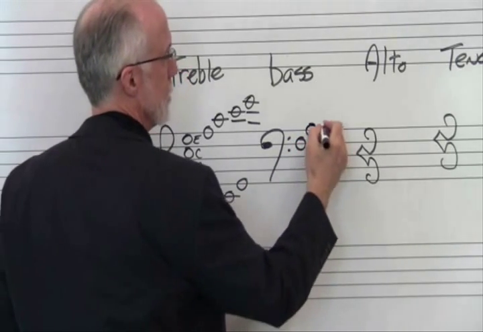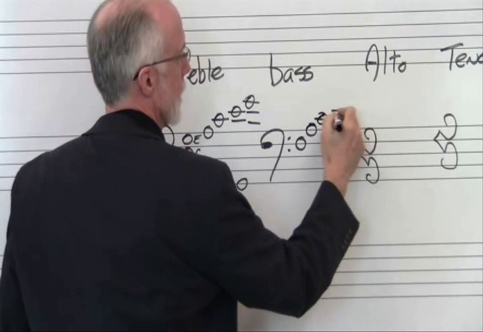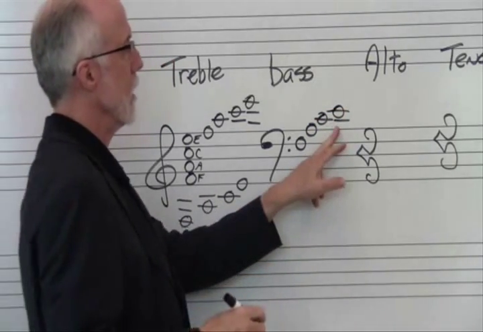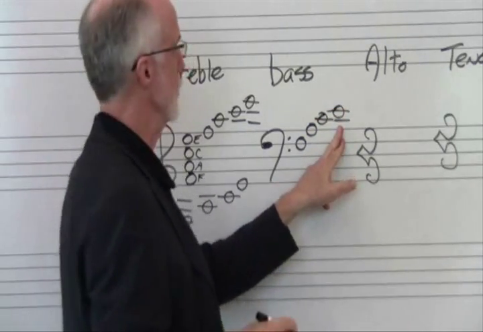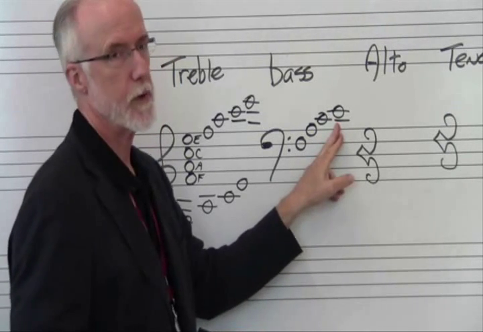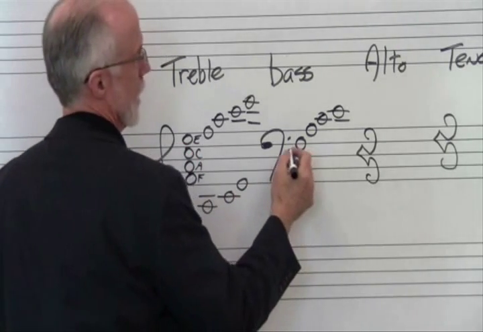There's an A here. We need the first ledger line for the C. We need the second ledger line for the E. This is the beginning of fourth position in cello. It's well within the playing range in bass. So fourth finger in fourth position.